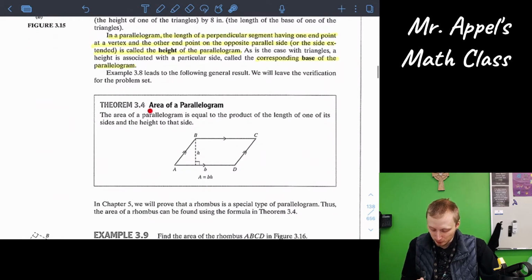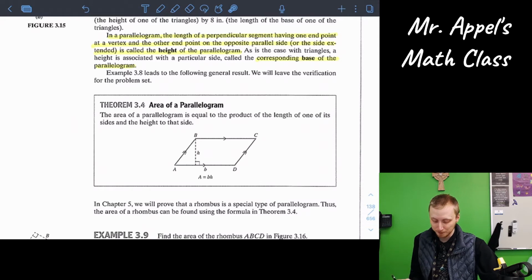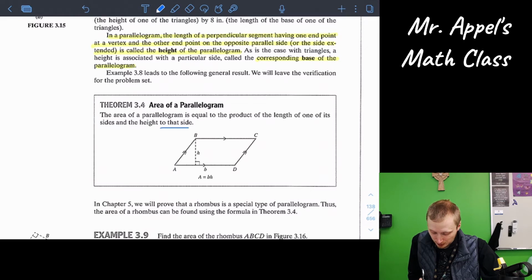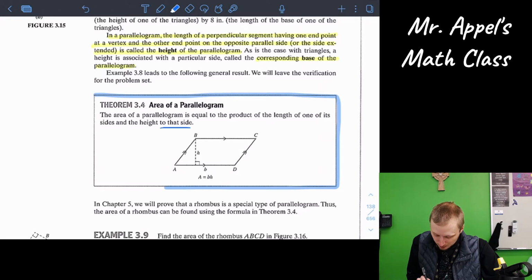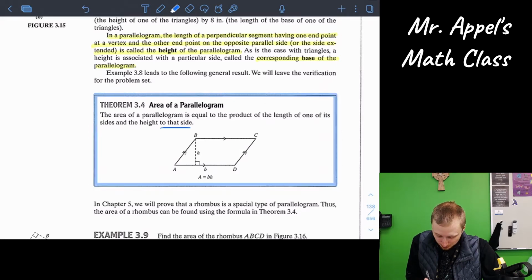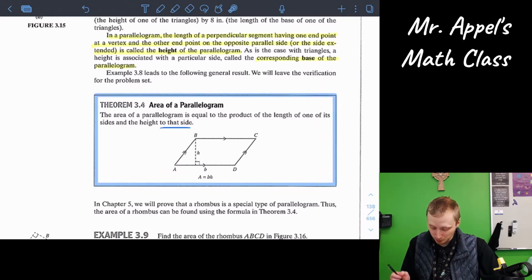Theorem 3.4, area of a parallelogram. The area of a parallelogram is equal to the product of the length of one of its sides and the height to that side. Emphasis on the "to that side." Make sure, as I mentioned in class, whenever you are finding the area of something, you need to be multiplying two perpendicular quantities, two perpendicular lengths, so the base and its perpendicular height.